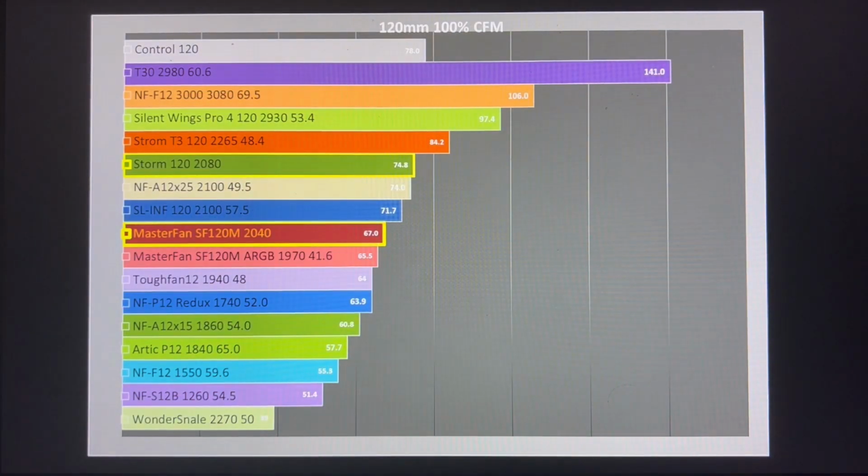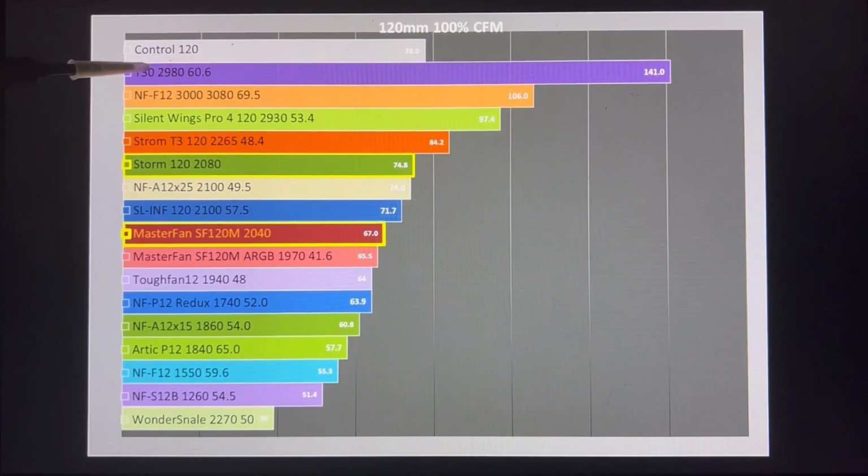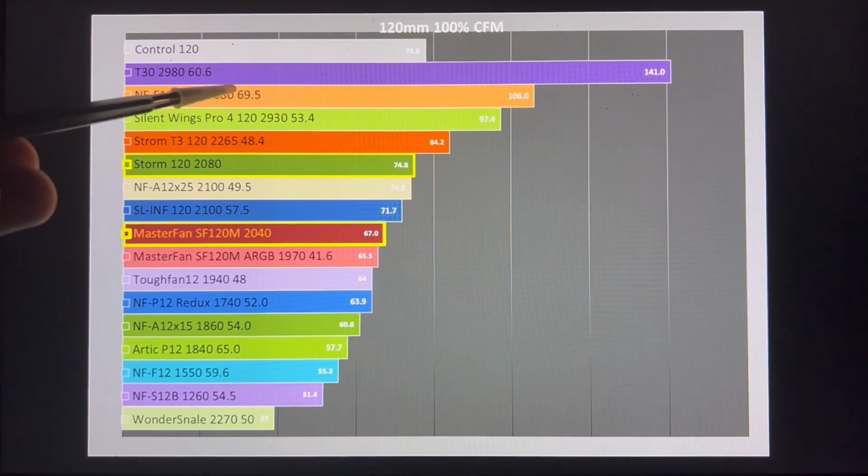100% PWM fan signaling. Well, the T30 tops the graph. It is spinning at nearly 3,000 RPM. It's also rip-roaring loud at 60, but it is moving 141 cubic feet per minute of air. The Noctua NF-F12 iPPC, 3,000 RPM, 69 decibels, nice, and 106 cubic feet per minute of air. Silent Wings Pro 120. Here's the Storm T3 moving 84.2 versus the Storm moving 74.8.